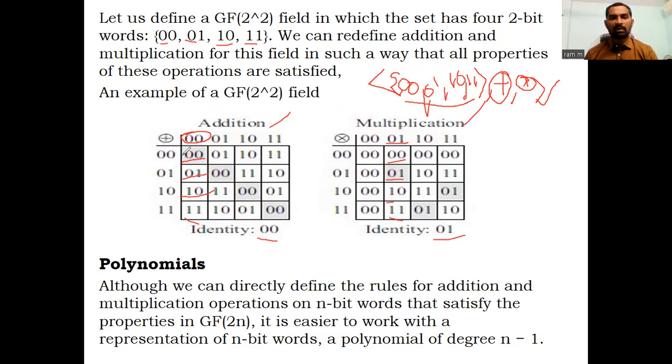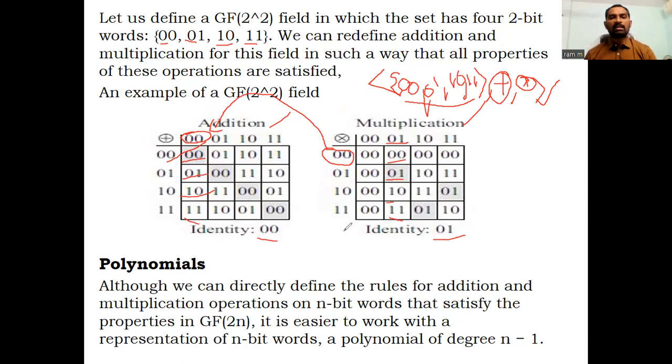For 00 the inverse element is 00, and for 01 it is 01. So for addition, all elements are their own inverses. For multiplication, the identity is 01, so 01 times 01 gives 01. For 10, the inverse is 11. For 11, the inverse is 10. For 00, there will be no inverse. Why? Because 00 is the identity element with respect to addition. So it is a field, and it is a finite field.